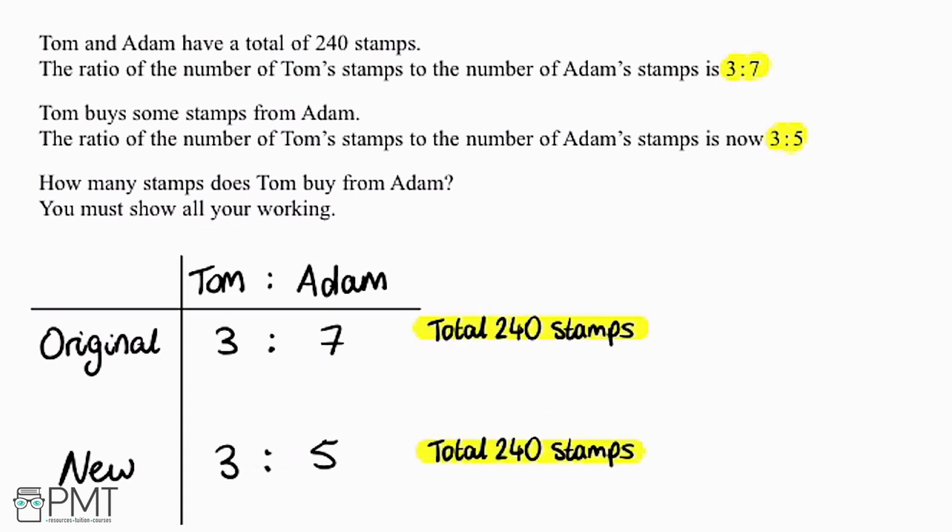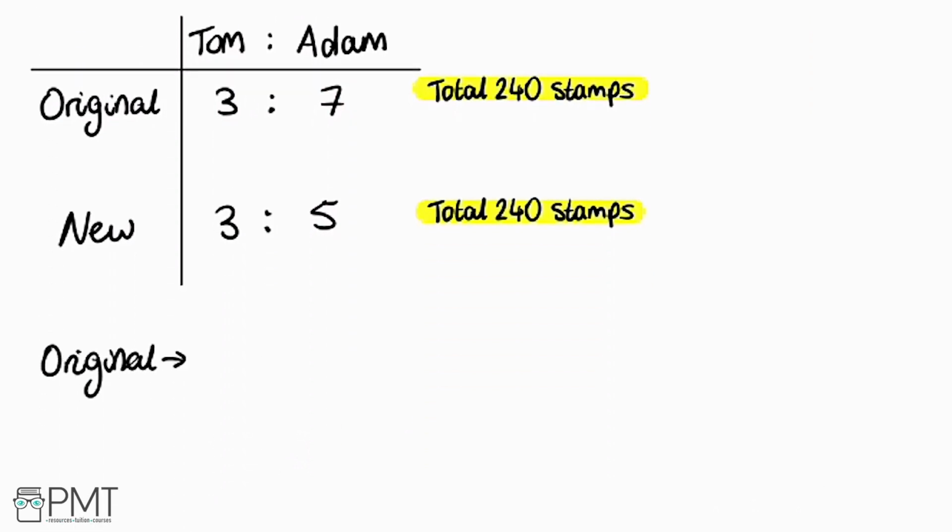So what I now want to work out is what each of these numbers represent, how many stamps that actually is. The way to do that is you add up the different parts of the ratio. Doing that for the original one first, we have 3 plus 7, which equals 10. Then we take our total, which is 240, and divide by 10, and we get 24. So each single part represents 24 stamps. Tom has 3 parts of the ratio, so that's 24 times 3 stamps. Adam has 7, so 24 times 7, and so on.